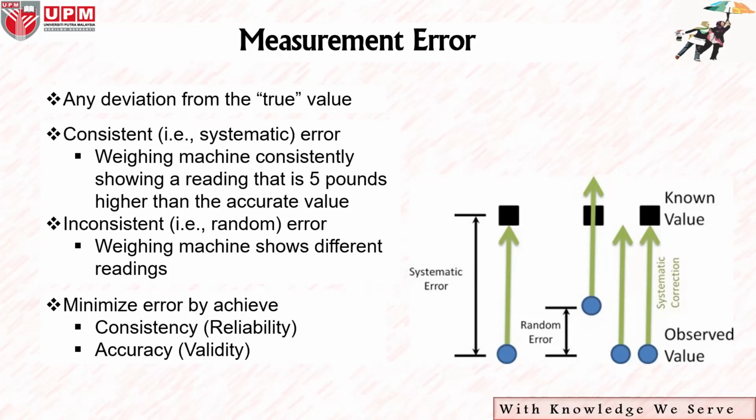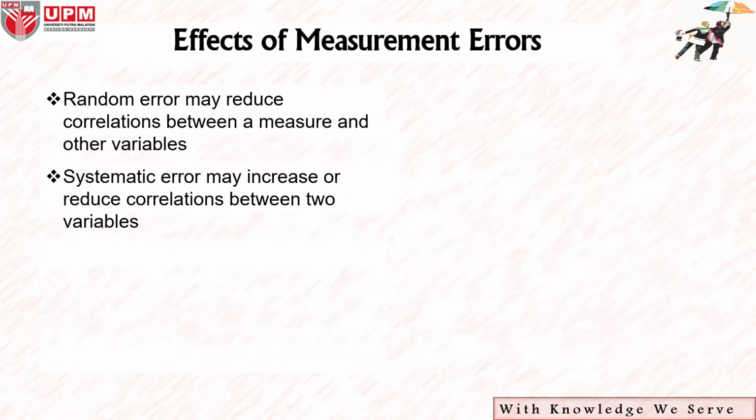The reading is actually 5 grams higher than the real one, but the reading is consistent. Second one, inconsistent or random error. There are two types, consistent and inconsistent random error. For example, the weighing machine shows a different reading every time we use it. That is example two. So how can we minimize it? Through reliability and validity, by increasing the consistency and increasing the accuracy. Consistency refers to reliability, and accuracy refers to validity. Okay, these two ways are for us to reduce the measurement error. Okay, so these are the effects of measurement error.